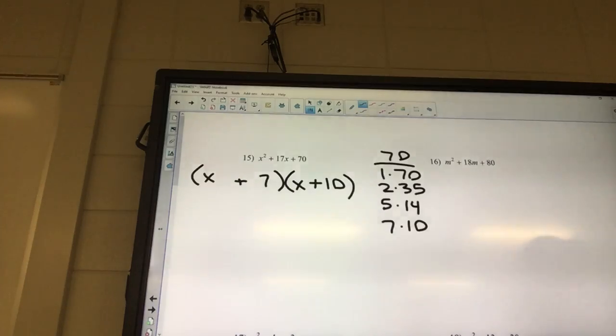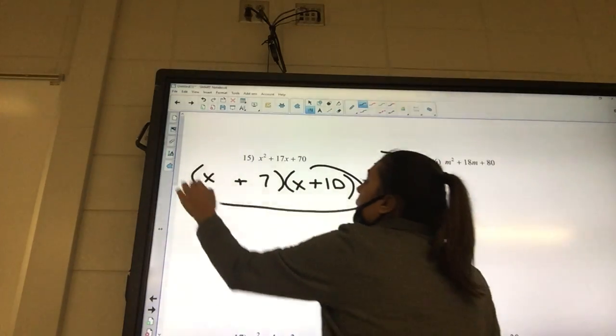Do we stop or do we keep going? Stop. We stopped going.